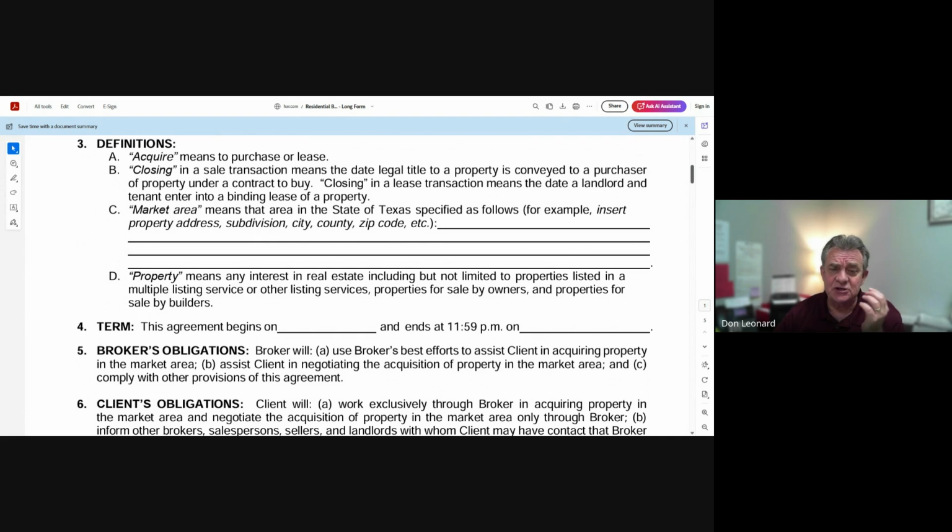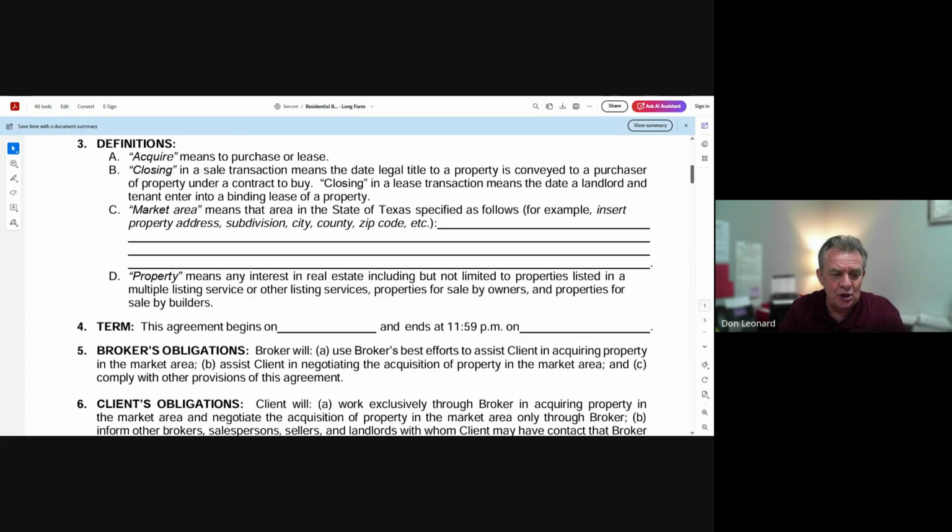So, market area, just make sure of two things: one, that it is clearly defined. If anybody takes a look at this document, they would be able to tell whether or not whatever property we're talking about falls into that market area or not. And so, like I said, it could be as small as one street address. It can be as large as the area where you are competent.